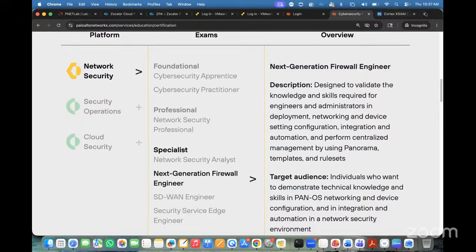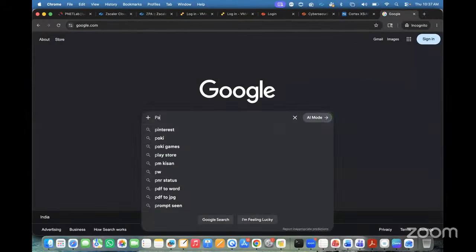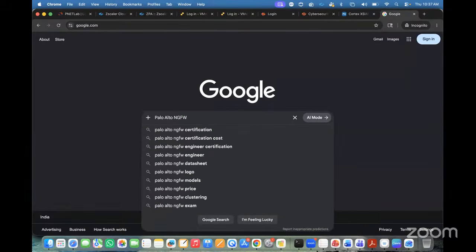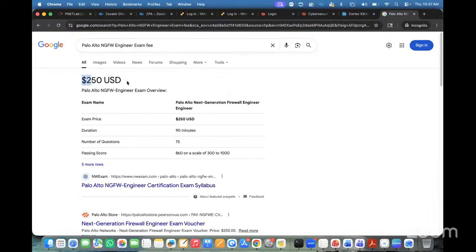And the exam fee is going to be $250. So you just go here, Palo Alto NGFW Engineer exam fee, $250. You have to pay that much plus GST 18%. You can also include currency conversion if you're booking from a credit card. So it is going to be almost 296, 297 US dollars. You can just consider roughly 300 US dollars, which in INR is almost 27-28,000.